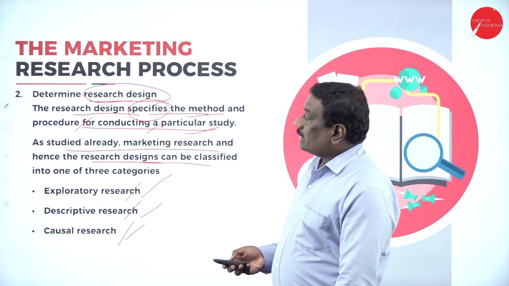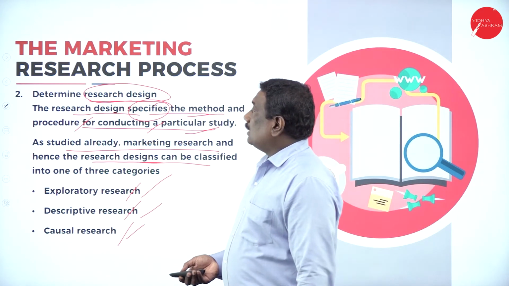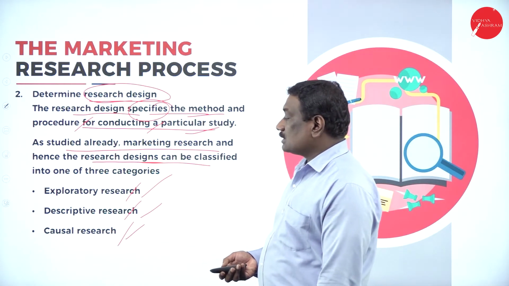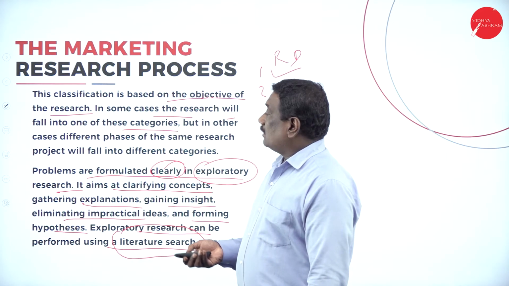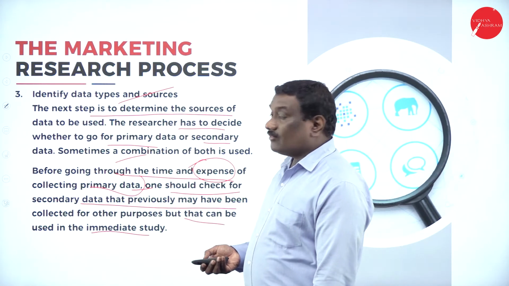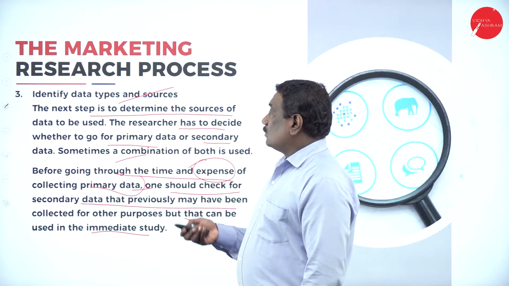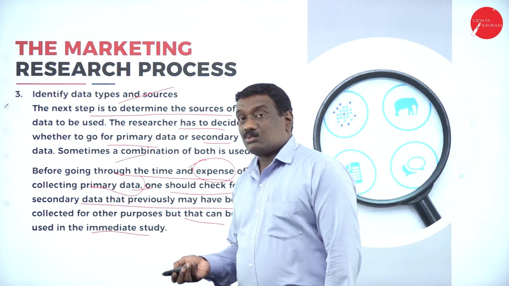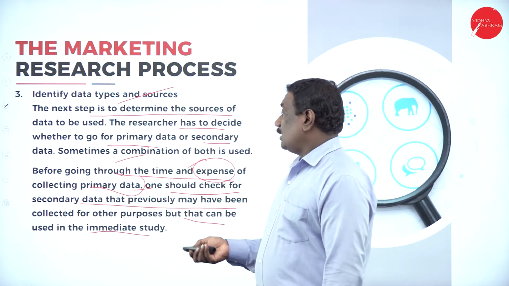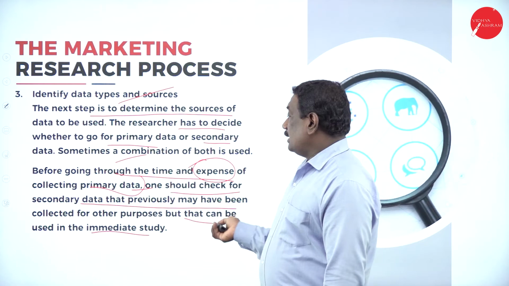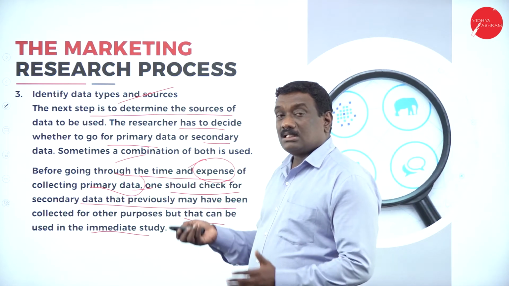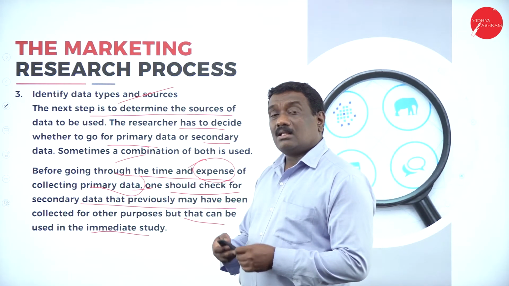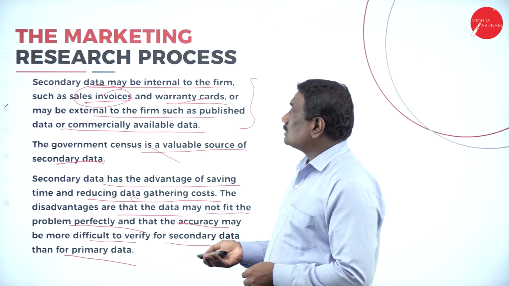Let us see what the important aspects are. I told you about determining the research design. Under research design, we have three types: exploratory research, descriptive research, and causal research. Then it says to identify data types and sources. We have primary data and secondary data. Primary data is more expensive and time consuming, right? And secondary data is very important because it is already collected data, which has been collected before, and can now be used immediately for the study or research.